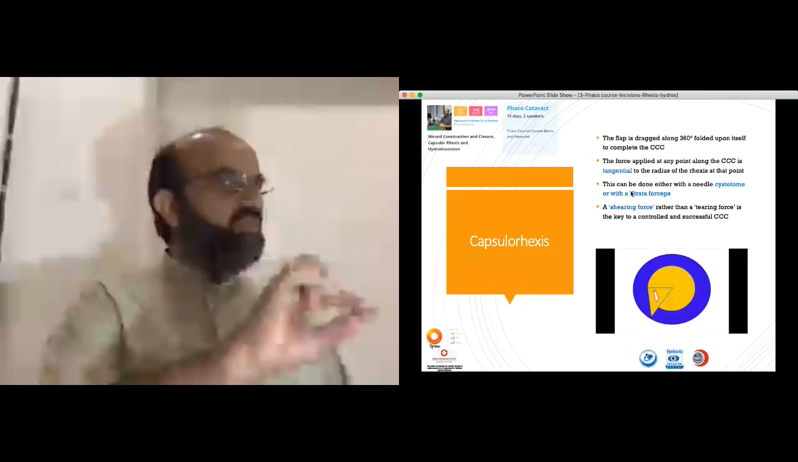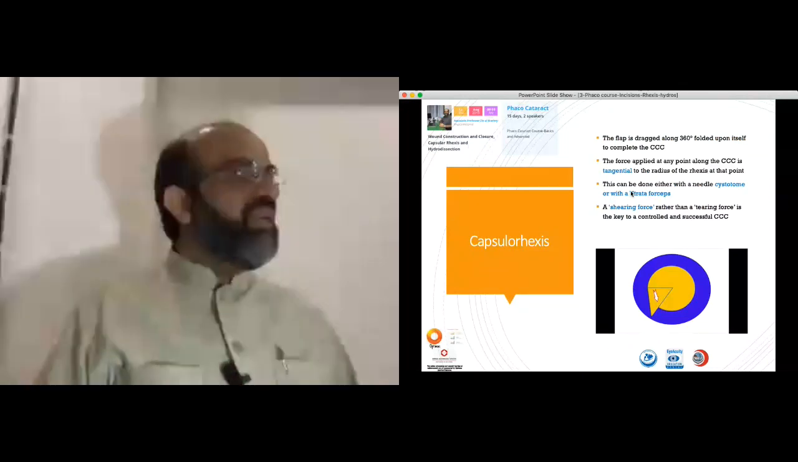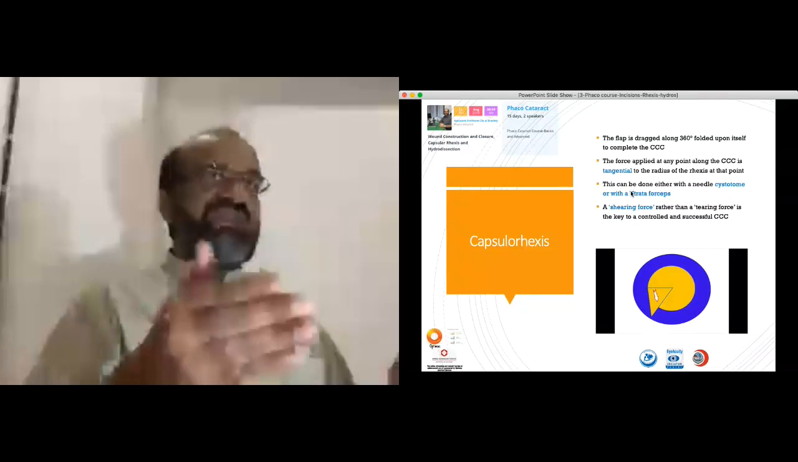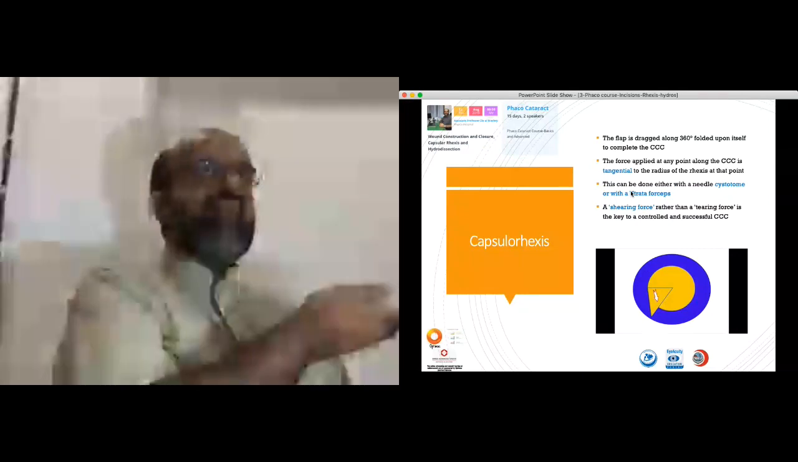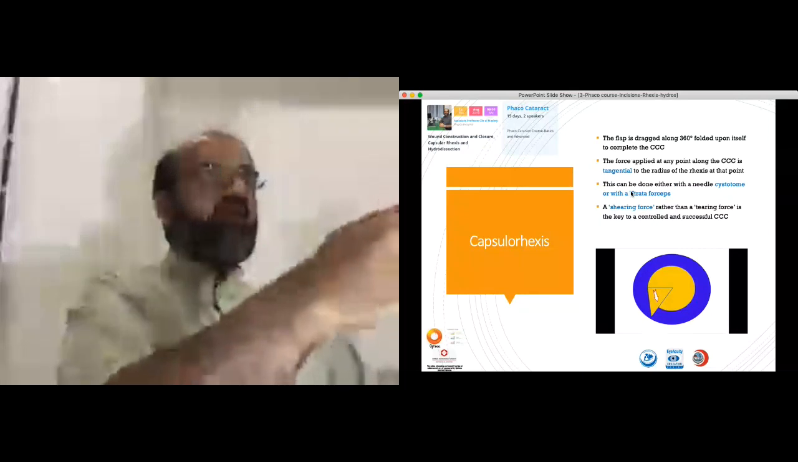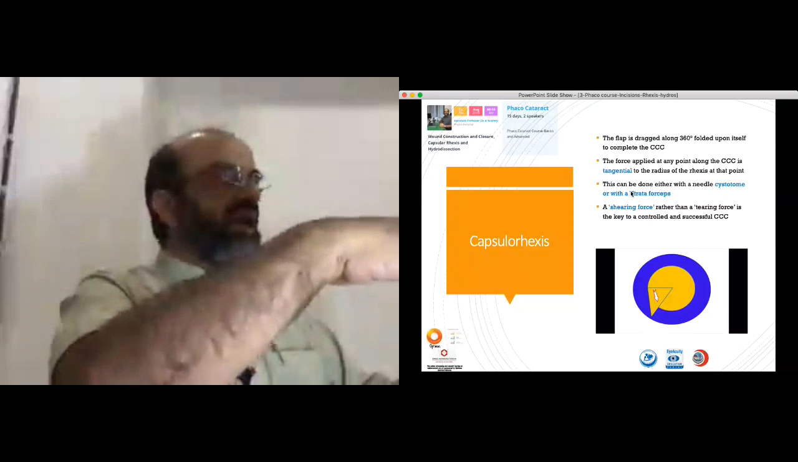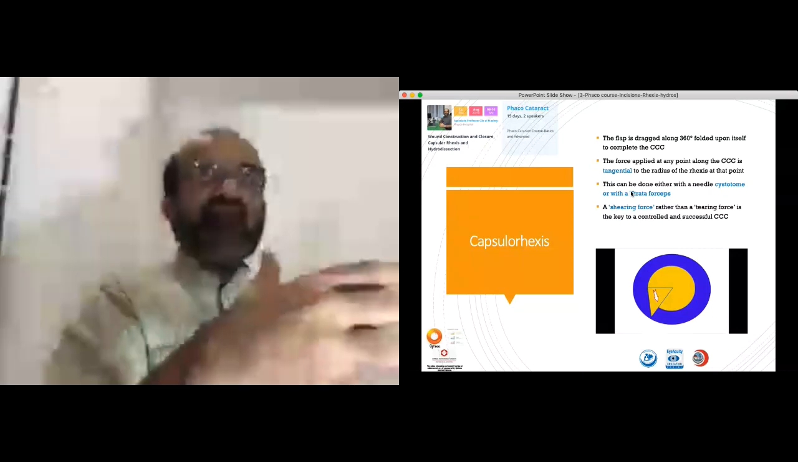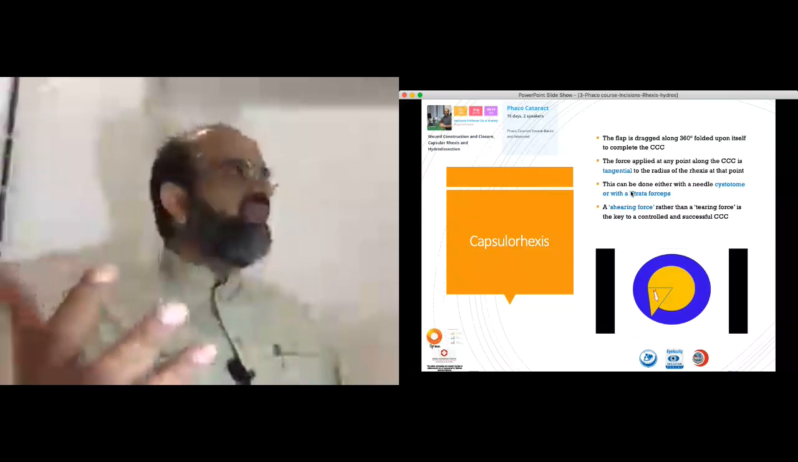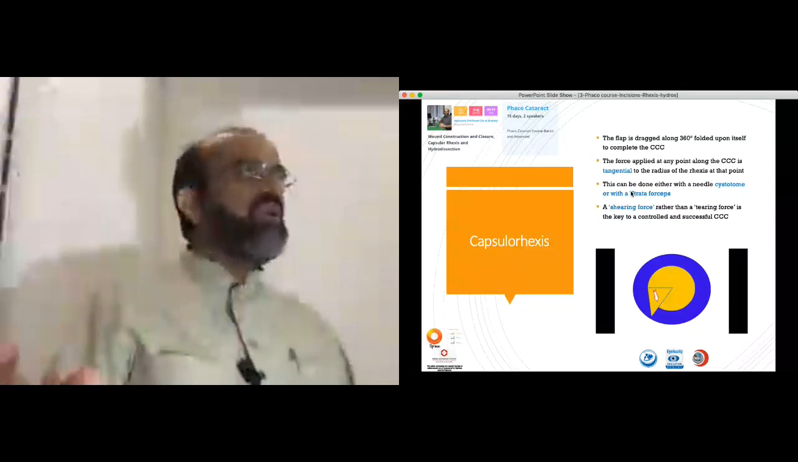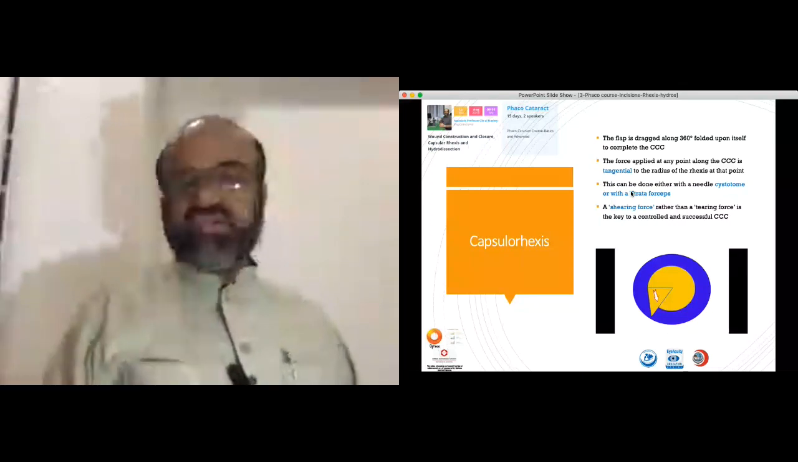the centripetal. The rhexis is steering in tangential direction, but we are pulling the flap towards the center, and this very delicate balance, once we learn it, gives rise to beautiful round well-centered capsular rhexis.